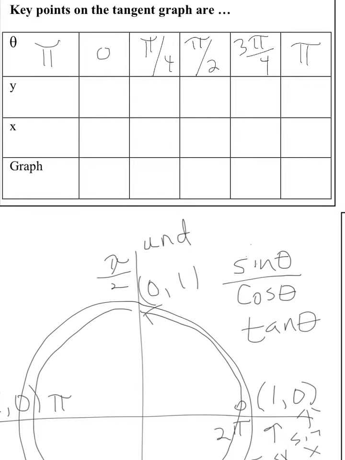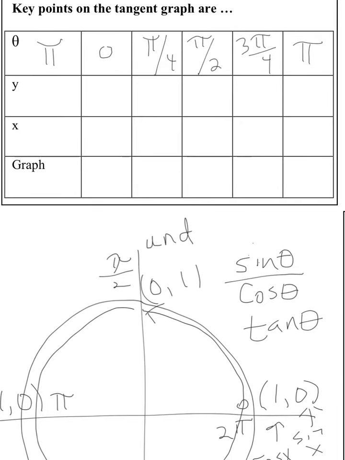All right, so what we need to do now is identify what all of our sine and cosine values are at those angle measures. So we're going to look at sine first. So y we're going to call our sine of theta. And sine of theta at 0 is 0. At pi over 4, it's root 2 over 2. At pi over 2 is 1. At 3 pi over 4 is root 2 over 2. And at pi is 0 again.